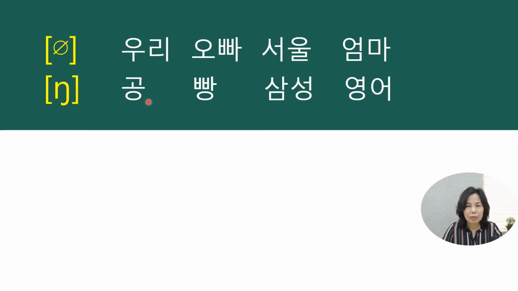Good. And as a final consonant, let's start. 공 is ball. 공. And bread, 빵. And the Korean company name, Samsung. And the last one, 영어 is English language. So it has the initial ㅇ and then final ㅇ both. 영어.